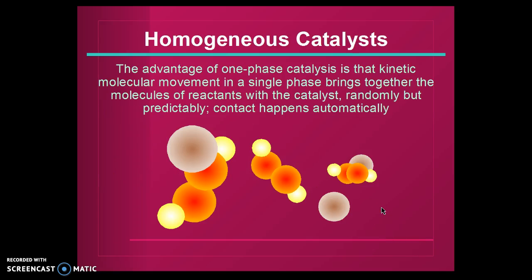Homogeneous catalysts have a definite advantage, and the kinetic molecular movement within the single phase automatically brings together the molecules of reactants and catalyst. It's random, but it's predictable. The contact happens without doing anything else. You don't have to, for instance, grind up a powder more finely. It's already as fine as it can be.